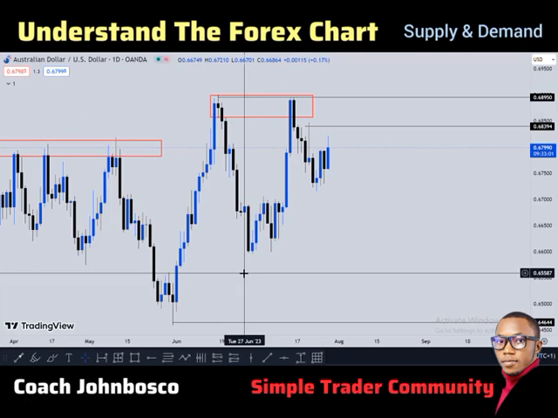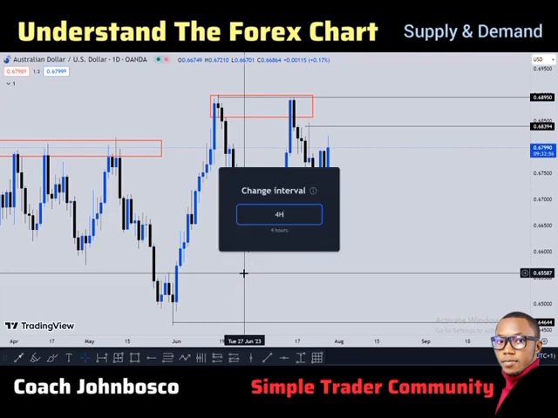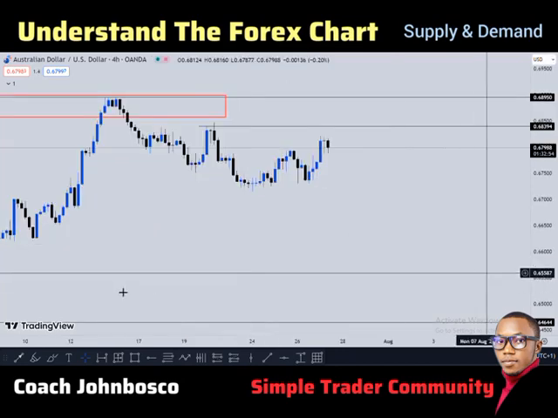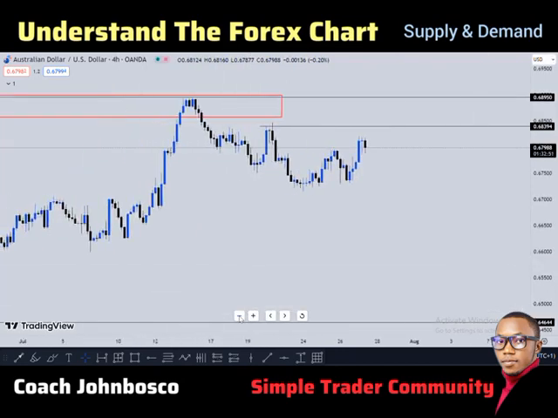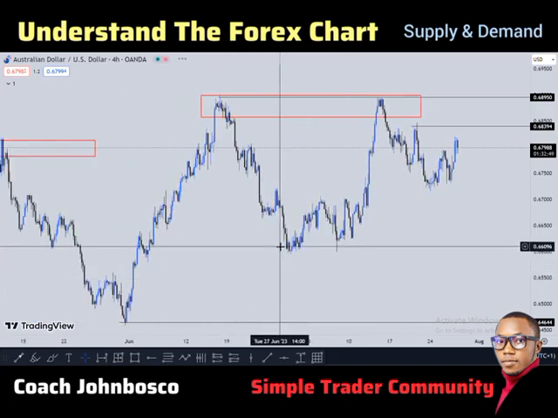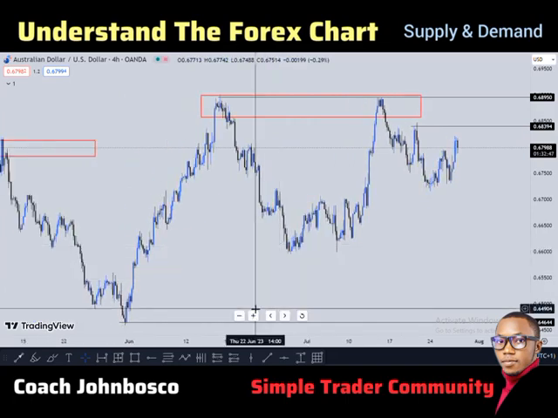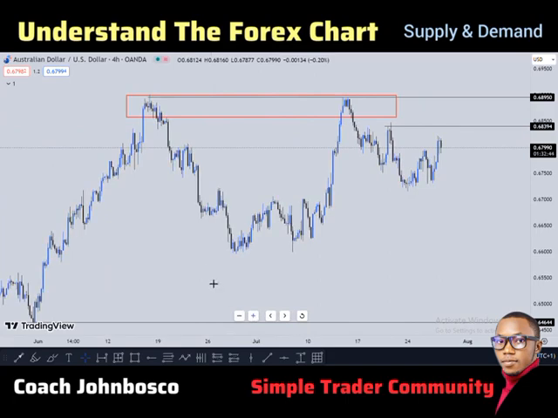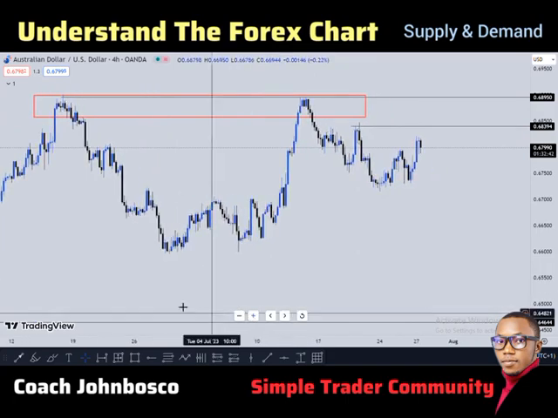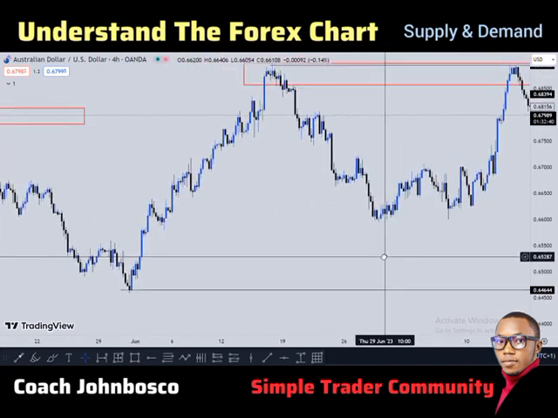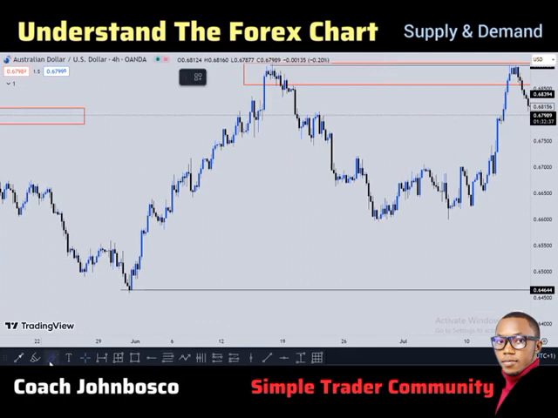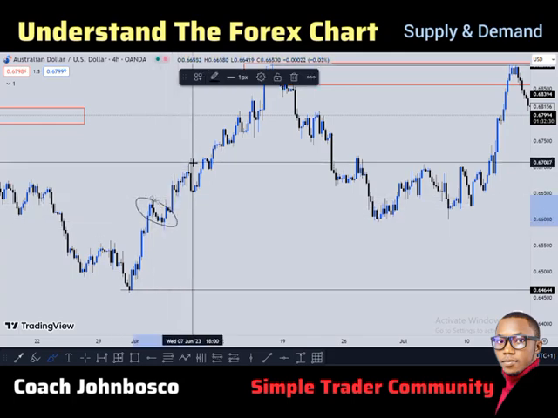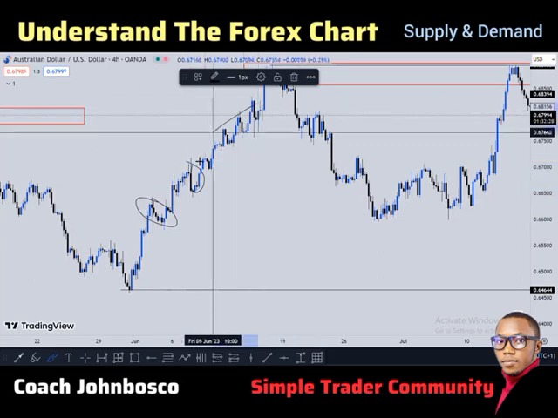Now let's go to a lower time frame to look at this level and see what happened. Let me go to 4 hours. Now this is the 4-hour time frame. As you can see, this was what we were looking at. We have a lot of supply and demand areas everywhere. Let me show you the supply and demand areas so you can see what I'm talking about. This is a good area. This is a supply, this is a supply. All of these are called supply levels.